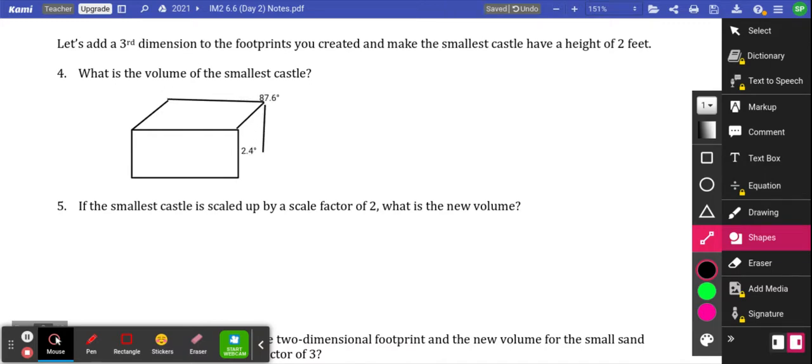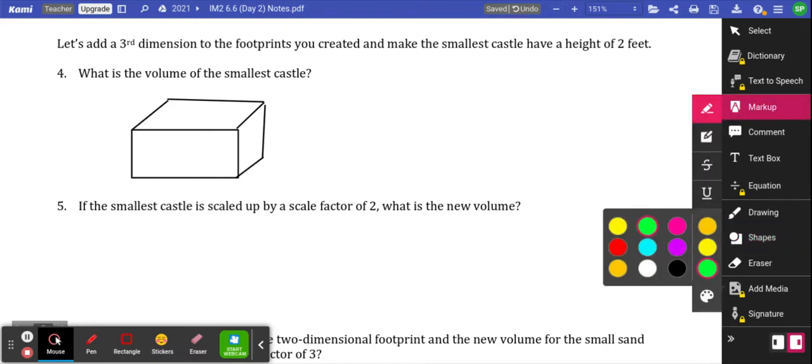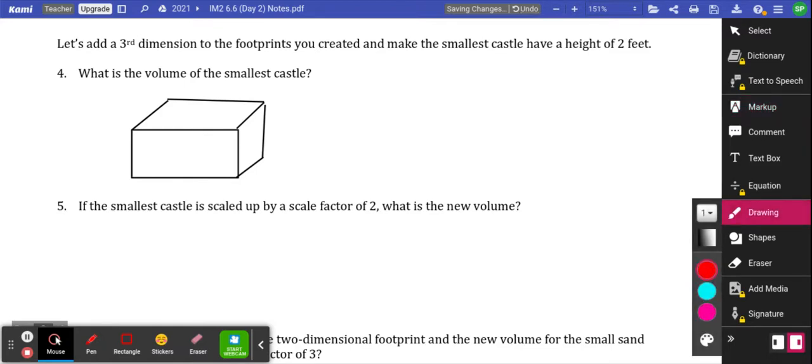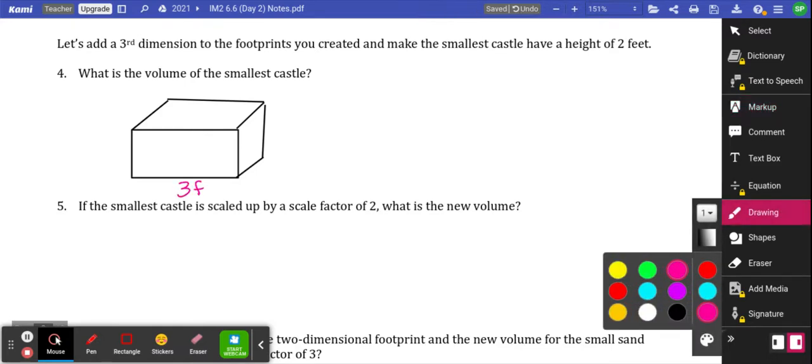So as best I can, I'm going to draw this 3D shape. All right, so let's start again by marking up the length, the width, and then the height. So we have our length of our smallest one is going to be 3 feet, right? And remember, our width is going to be 1 foot. And they tell us that our height has a height of 2 feet. So that's going to be 2 feet here as our height.